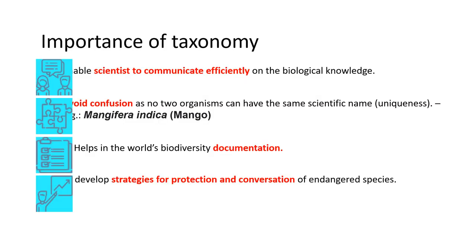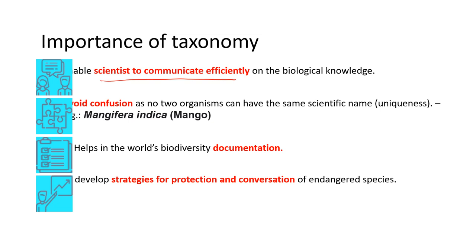So we just... Okay, importance of taxonomy. The first significance of classifying organisms is that it enables scientists to communicate efficiently on biological knowledge. Second, it avoids confusion, as no two organisms can have the same scientific name. Every organism has its own scientific name, which is the same throughout the world.